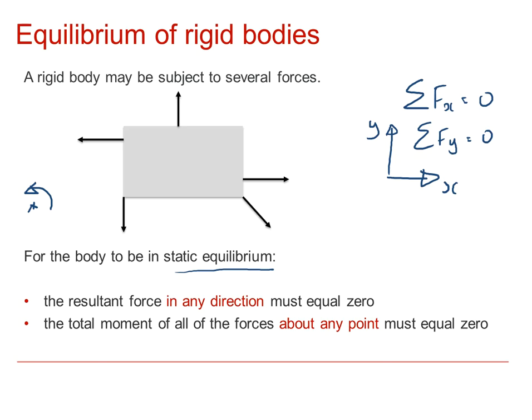Now, if that wasn't the case, if, for example, we had forces that didn't sum to zero in one direction, then we would have a net force in that direction, and therefore we'd get an acceleration. Or alternatively, if we had forces which gave a net moment about a point, then the body would itself turn about that point. So therefore, for equilibrium, these two facts must hold true.